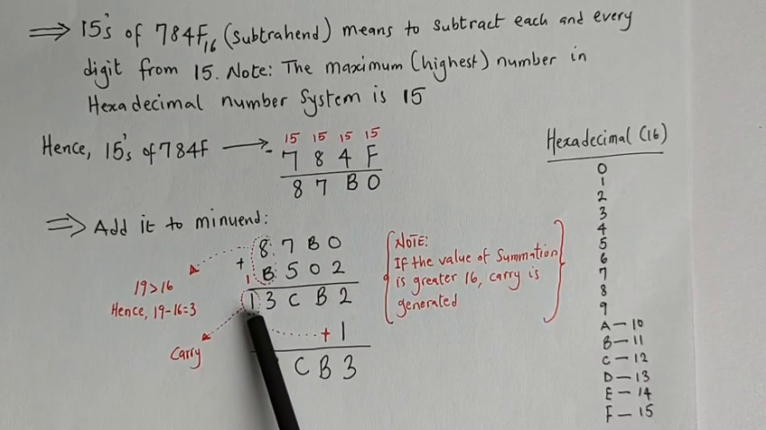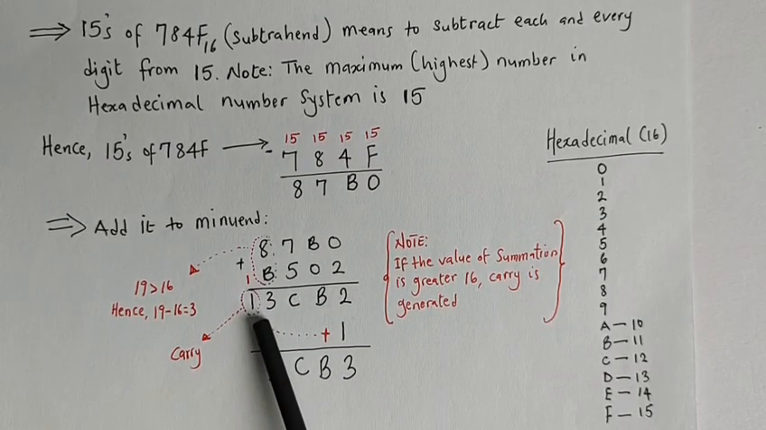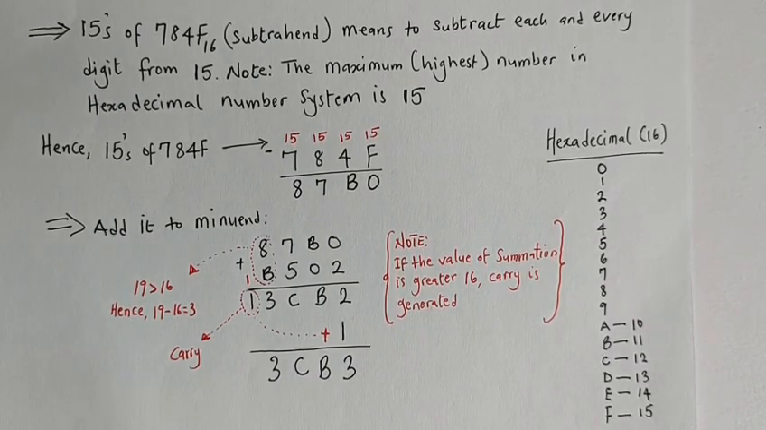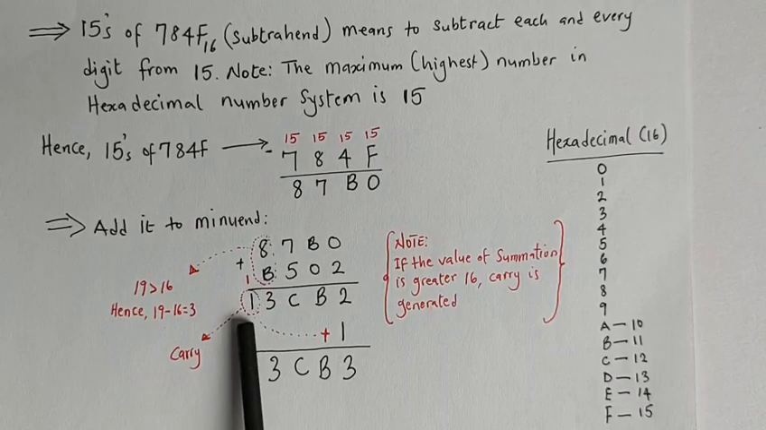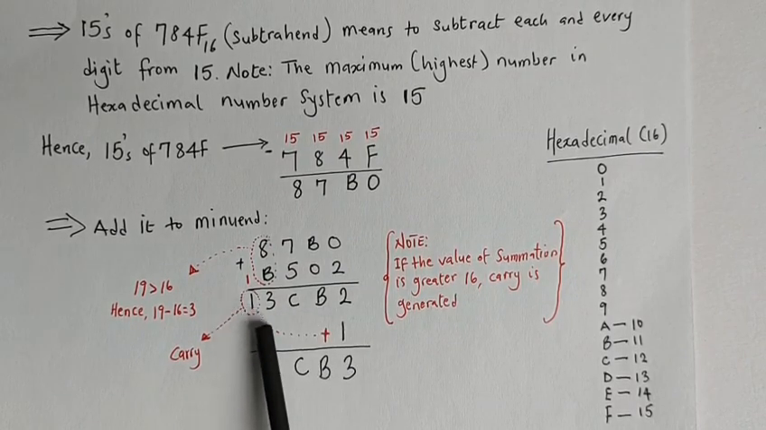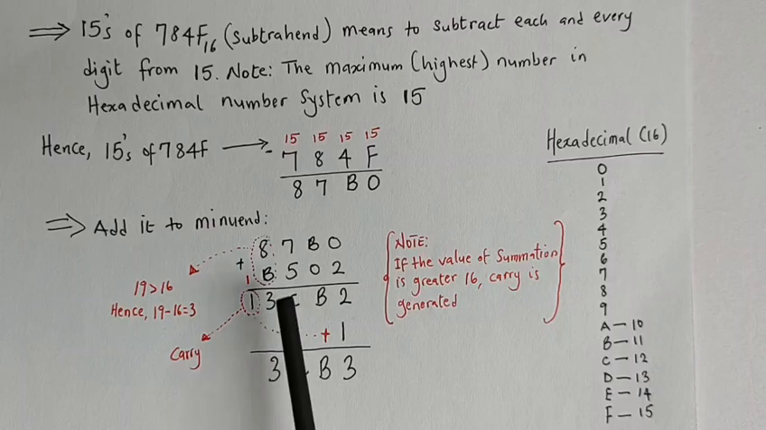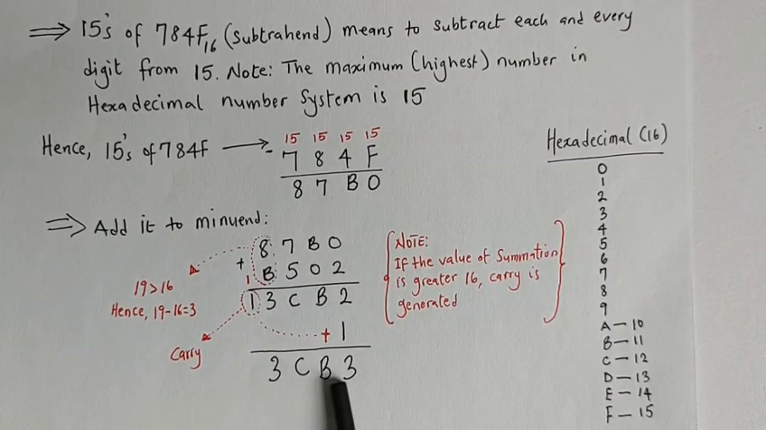Now notice the fourth rule says if carry is generated, the rule says add the carry to the result. This carry is generated at this point, so we take this carry and add it to the result. So let's add this carry to the result. We have 2 plus 1, which is 3. And then B plus 0 is B, C plus 0 is C, and 3 plus 0 is 3. So the final result is 3CB3.